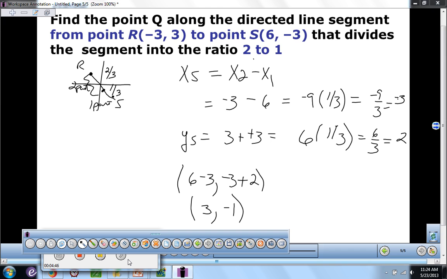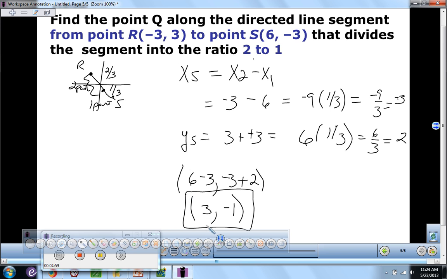Now when you're doing these problems, you don't have to do them twice. I'm just showing you that as long as you use the right fraction or the percentage of the line that you have, you should end up with the same answer.